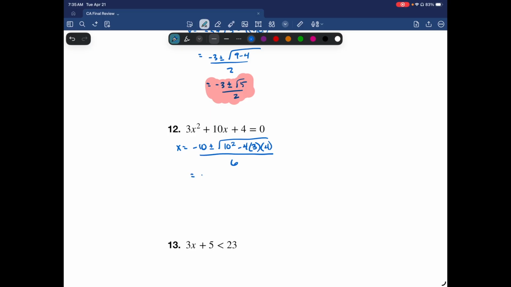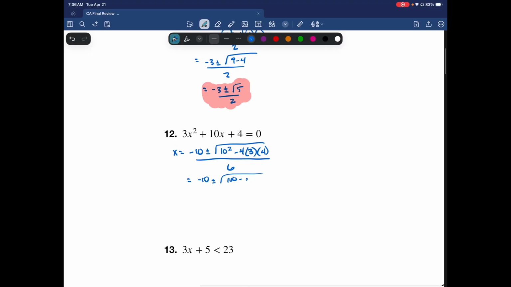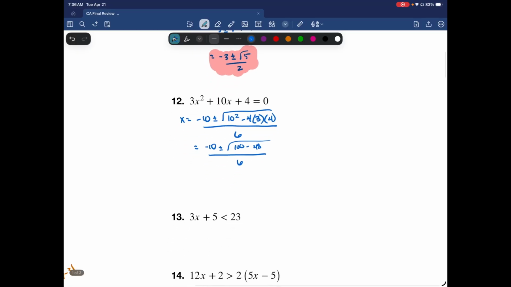All right, so you got negative 10 plus or minus 10 squared is 100. 4 times 4 is 16. Or 4 times 3 is 12. 12 times 4 is 48. So this is what you got here. Divided by 6 equals negative 10 plus or minus. All right, 100 minus 48 is 52.